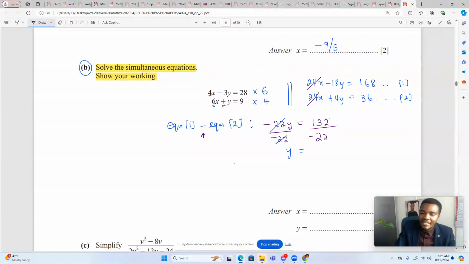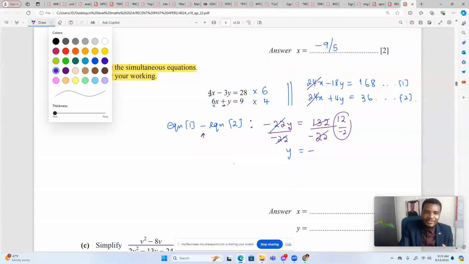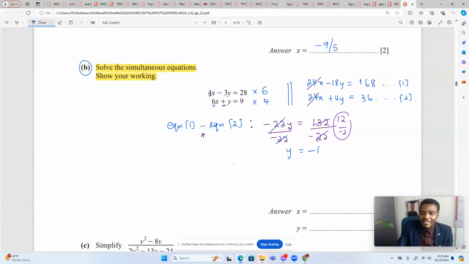So if we say 11 into 132, we get something like 12. And if you say 11 into minus 22, we get something like minus 2. Okay, so if we say minus 2 into 12, we get something like negative 6. So yes, the answer here is basically negative 6. So 132 divided by minus 22 gives us negative 6. So yes, we now have the y value. So y is equal to minus 6.